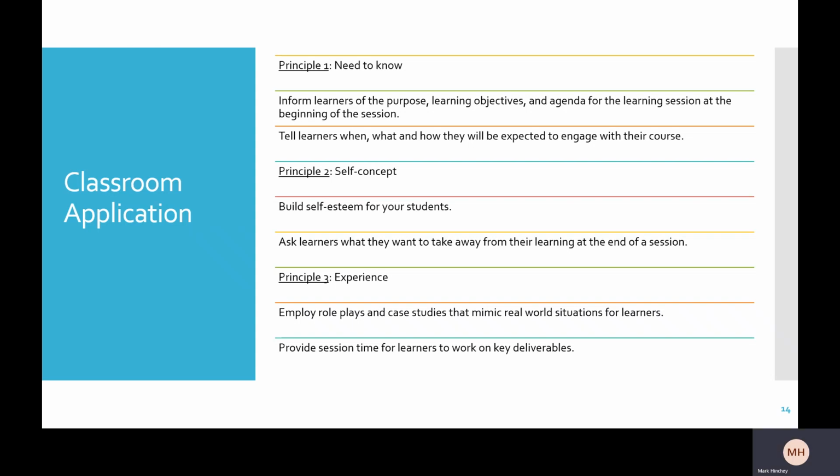Under Principle 2, self-concept, I also have down: ask learners what they want to take away from their learning at the end of a session. If self-concept includes self-direction, if it includes decision-making, put it back on adult learners. Adult learner, what do you want to take home with you after this session, now that you know the session objective? At that point in your session, what do you want to take away? What do you want to get out of this class?